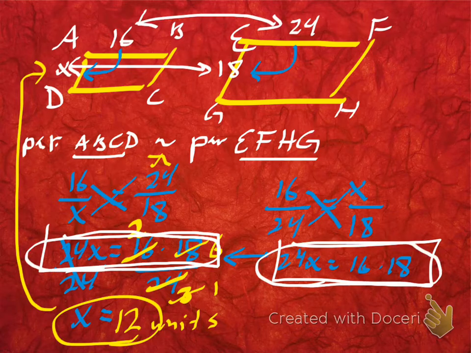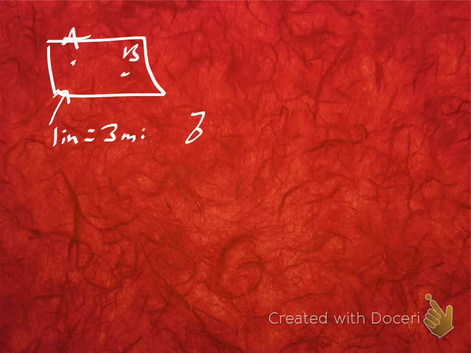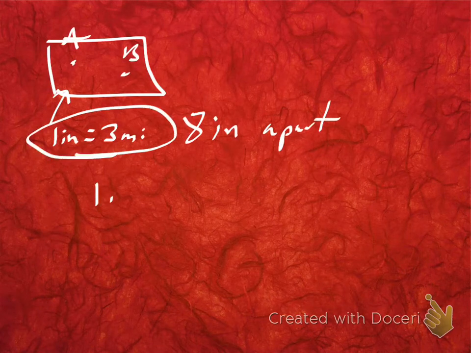All right, let's look at another problem. In this one, we're going to have a map. Let's say that the key to the map, usually written in the corner of the map, says 1 inch equals 3 miles. Now, suppose I measure two towns, or two points on the map, from A to B, and I find out that they're 8 inches apart. I want to find out how far they are in real life. So let's go ahead and set up a proportion.